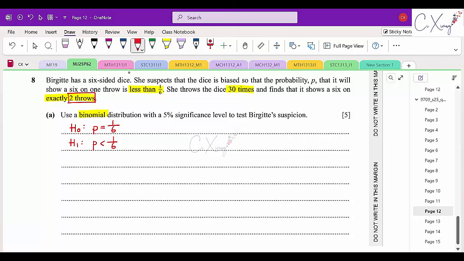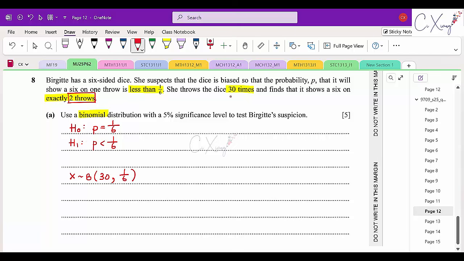Alright, then after that, for this question, because they already mentioned clearly that we have to use a binomial distribution, therefore, I'm having x is binomial distributed. What is the total number of throws? It is 30 times. And what is the p? The p, we are using the null hypothesis value of the p, which is 1/6.